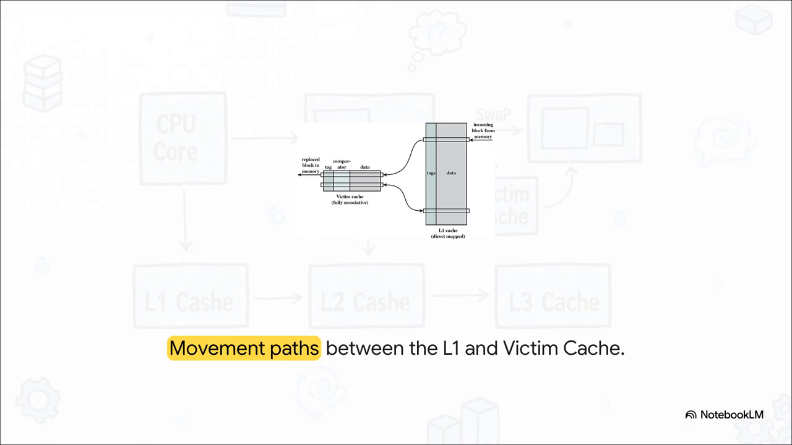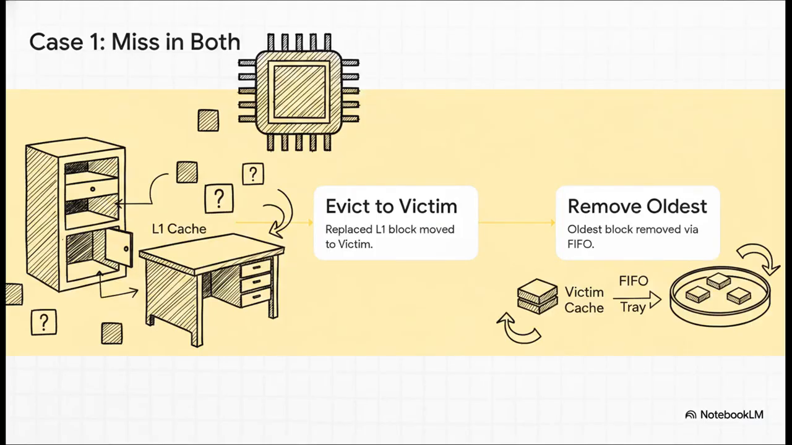There are 2 distinct cases for how data flows through this system. Let's break down case 1. This happens when the processor looks for some data and completely misses in both the main L1 desk and the victim tray.